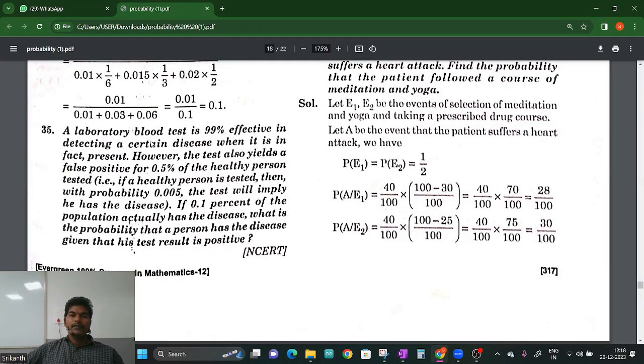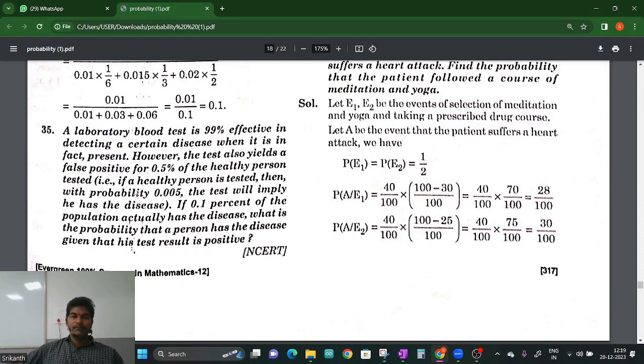A laboratory blood test is 99% effective in detecting a certain disease when it is in fact present. However, the test also yields a false positive for 0.5% of the healthy persons tested. That is, if a healthy person is tested, then with the probability 0.005, the test will imply he has the disease. 0.1% of the population actually has the disease. What is the probability that a person has the disease given that his test is a positive result?